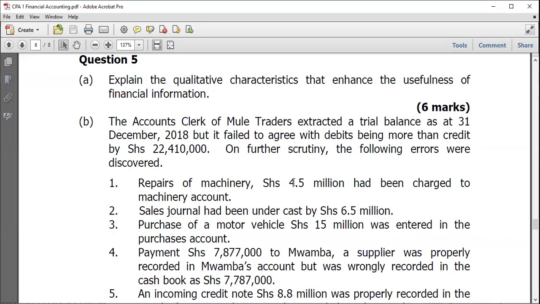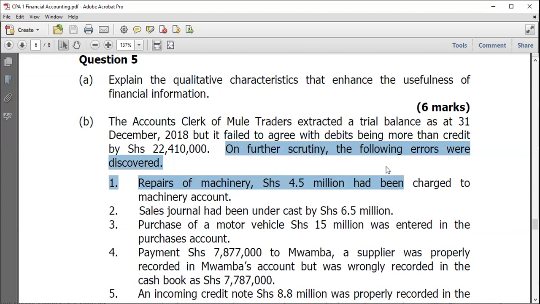So once we've looked at the qualitative statistics that you should be knowing, we move to part B that says the accounting clerk of Molly Traders extracted a trial balance as at 31st December 2018, but it failed to agree with the debits being more than credits by 22,410,000. On further scrutiny, the following errors were discovered.